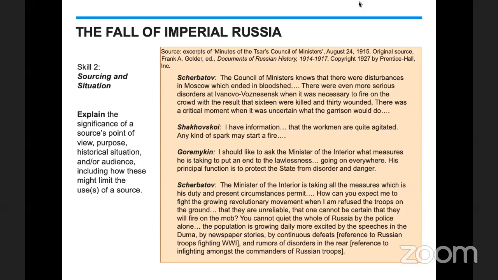And I'm sure that your teachers work with you on sourcing the HAP, or sometimes CAP, sometimes teachers call it. That is, we're looking at the historical situation, the audience, the purpose, the point of view. So this is an excerpt of minutes from the Tsar's Council of Ministers. It was taken on August 24th, 1915. So let's think about that a second.